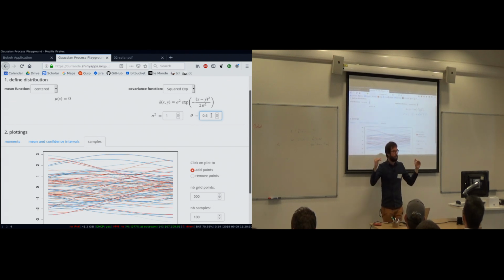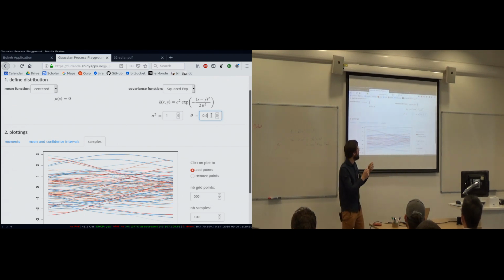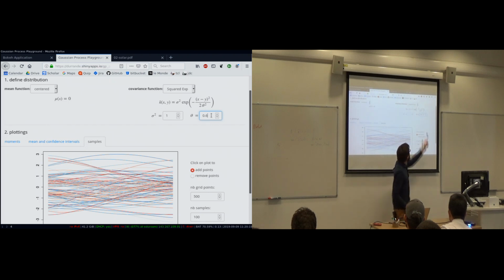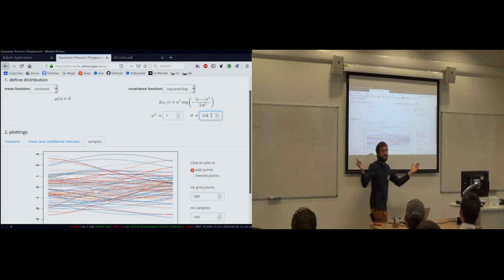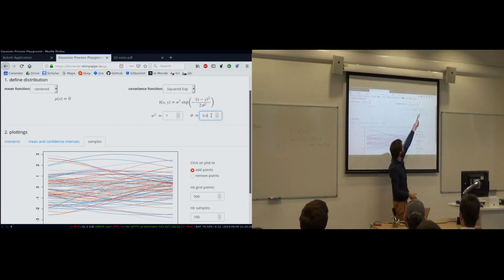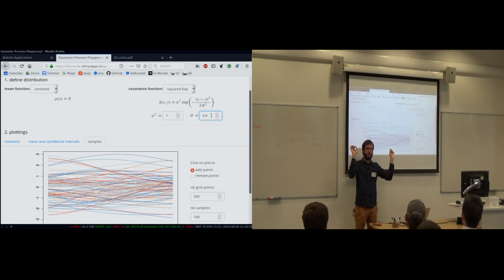We have lower and lower frequency when we increase the length scale. That's just because when we increase the length scale, we are dividing here by a quantity that is larger and larger. So this rescaled distance is smaller and smaller. So points that are far away, after being divided by a large number, appear to be close by inside the exponential. Nothing complicated here.